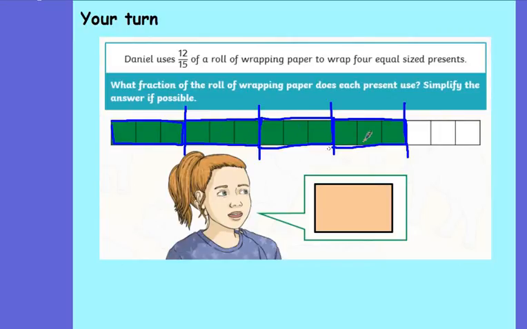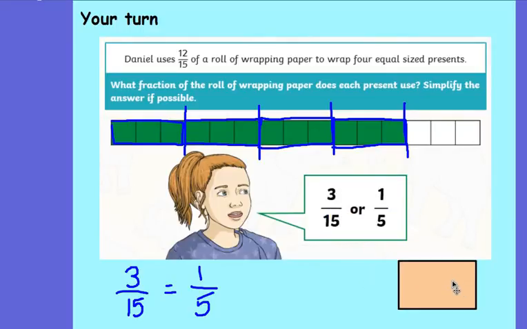Each of those 4 pieces is worth 1, 2, 3/15, and I can simplify that by dividing top and bottom by 3 to give me 1/5. Let's check. 3/15 or 1/5.